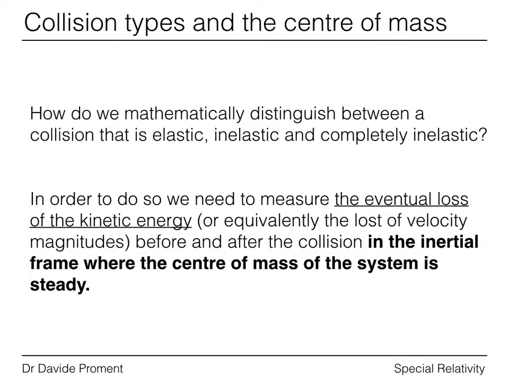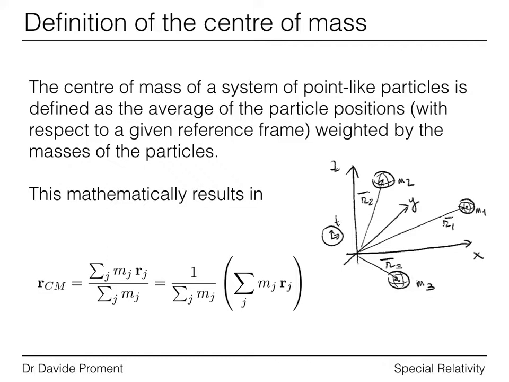We then discussed the classification of collisions, that is, how to distinguish between elastic, inelastic, and completely inelastic collisions. It is convenient to perform this classification in the particular inertial frame moving together with the center of mass of the system. In order to do so, we first revised the definition of center of mass as the weighted average of the particles' positions in a system, weighted according to their respective masses.